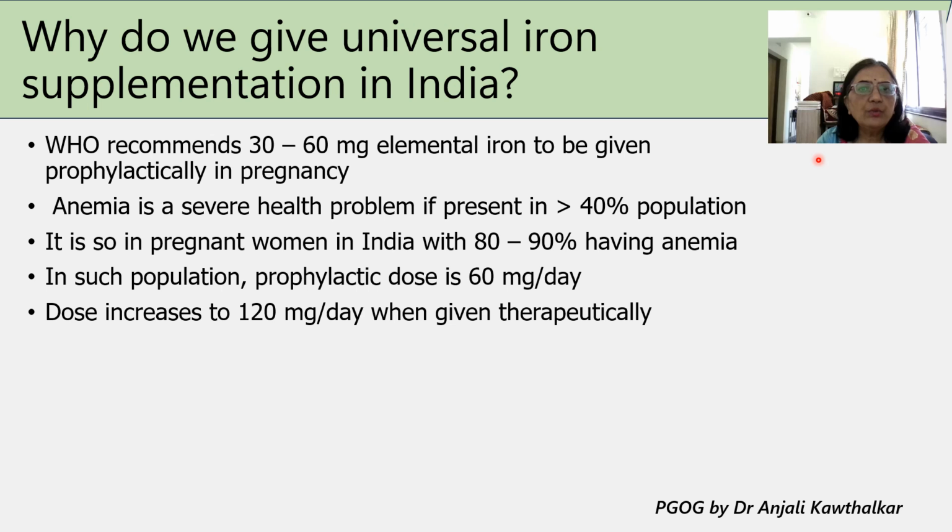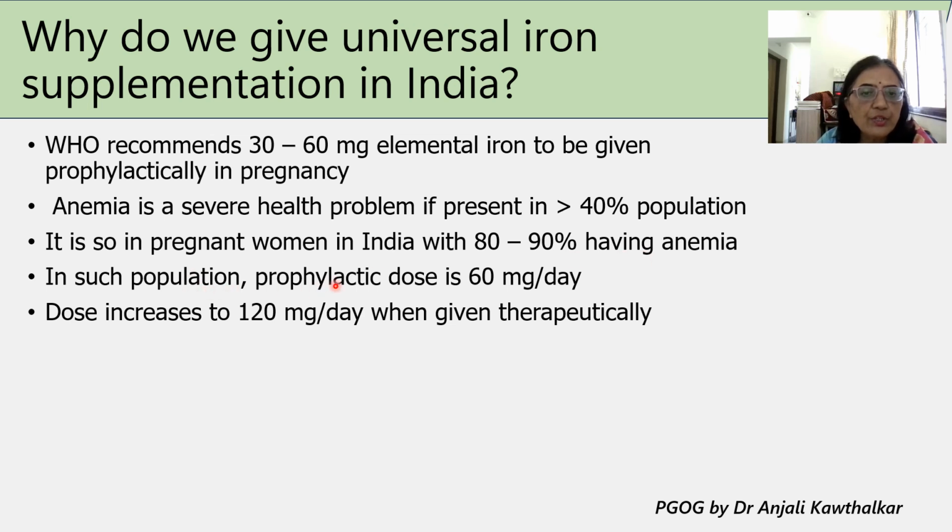Now, why do we give universal iron supplementation in India? That is also a question which can be asked, or even for countries wherever it is given as universal iron supplementation during pregnancy. The WHO recommendation is that 30 to 60 milligram of elemental iron needs to be given prophylactically in pregnancy. Anemia is a severe health problem in a given country if it is present in more than 40% of the population in pregnancy. It is so in pregnant women in India, where some studies are showing as high as 80 to 90% of the women having anemia, whereas others are showing definitely greater than 50%.